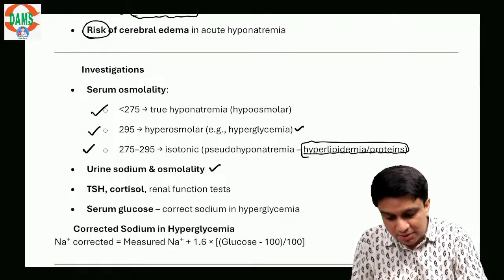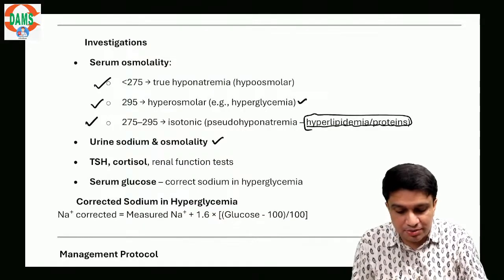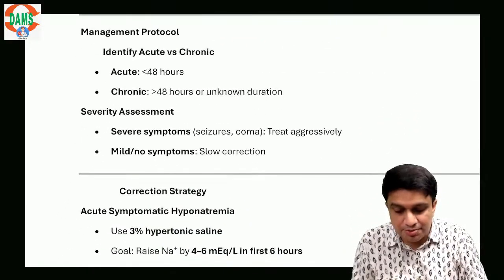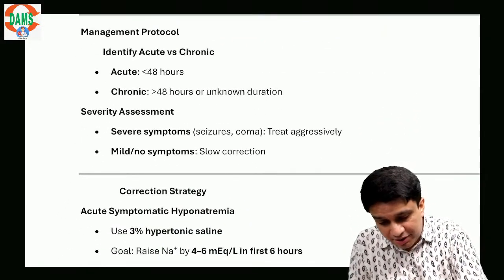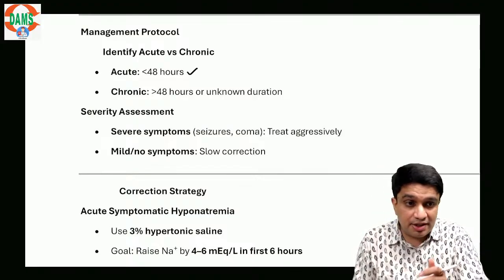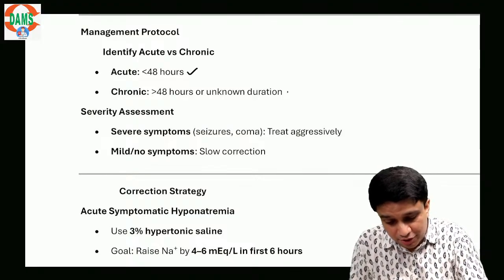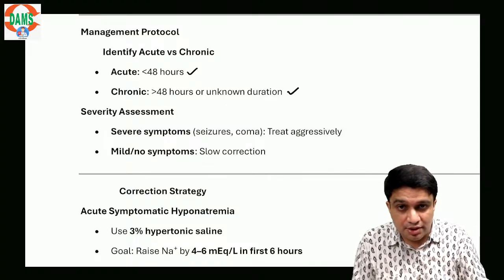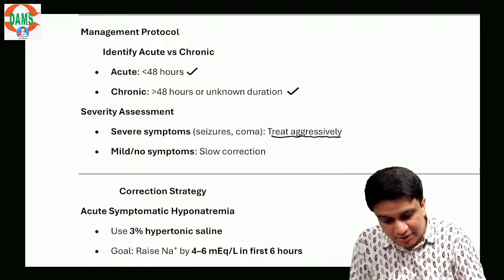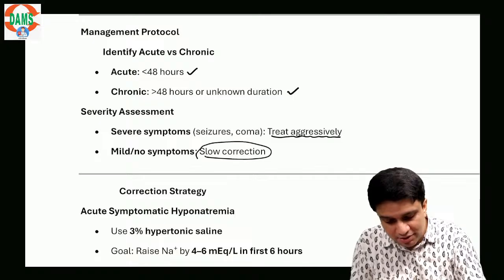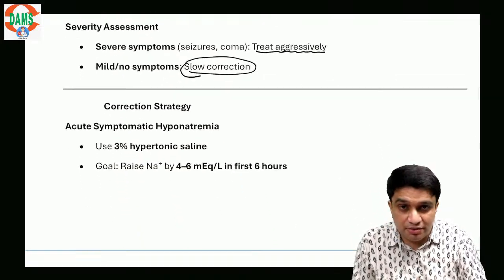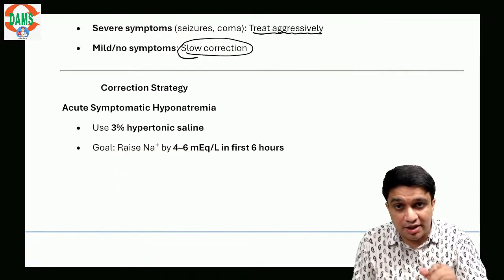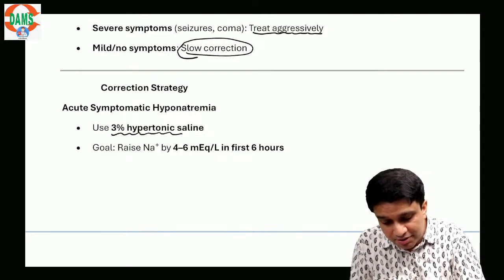Urinary sodium and osmolarity have to be checked. Serum glucose has to be checked. Management protocols are clear. If it is acute, it is considered to be less than 48 hours. Chronic, more than 48 hours. If it is severe, symptomatic, treat aggressively. If it is mild or no symptoms, always a slow correction. In a patient with acute symptomatic hyponatremia, what are we going to give? 3% hypertonic saline.